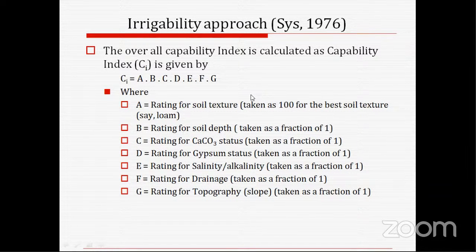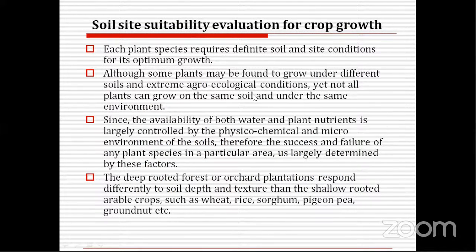He given one approach. So soil site suitability evaluation of crop, students. Just giving site suitability means not all crops will have similar conditions, students. Every crop needs some different soils. Even though there are some crops, they can grow in very extreme climatic conditions, but not true in all cases. Say for example, the deep rooted crops respond differently to soil depth and texture than the shallow rooted crops such as wheat and rice and sorghum and pigeon pea.